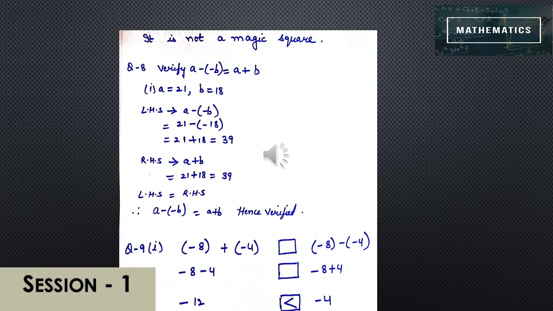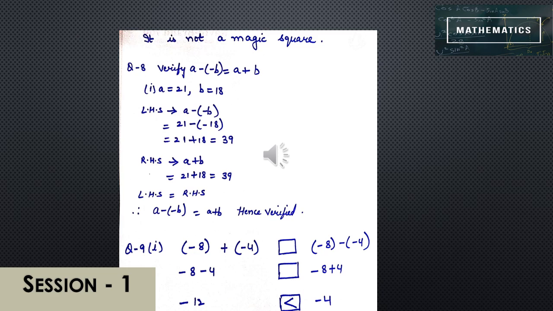Now let's proceed with the right hand side. The right hand side given to you is a plus b. Again put the values of a and b here. They are 21 plus 18. It will again become 39. As you can see, the answers of left hand side and right hand side are equal. So LHS is equal to RHS. It is verified. Similarly, you have to do the other parts of this question in your notebook.